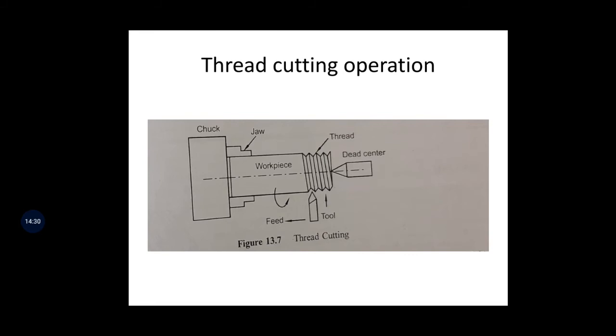Next we have thread cutting operation. Thread cutting operation is mainly used to cut the threads on the workpiece. So what is a thread? It is a continuous helical groove cut over the surface. That is called a thread.